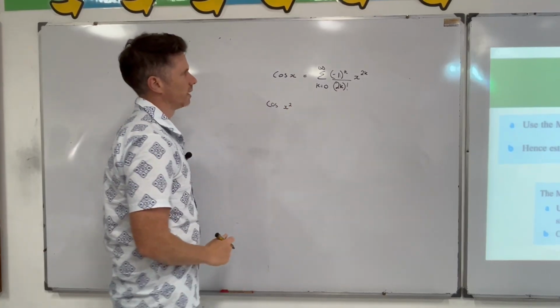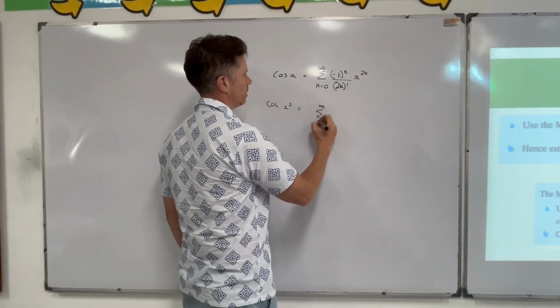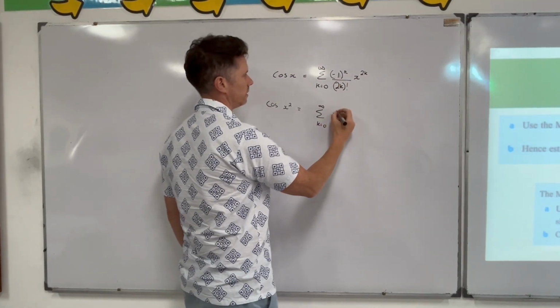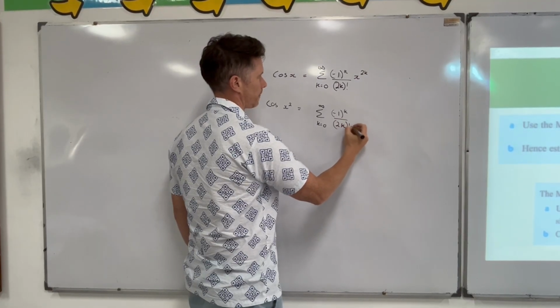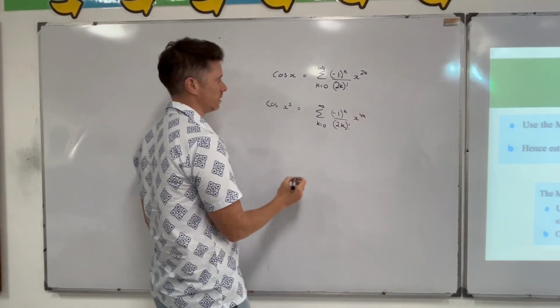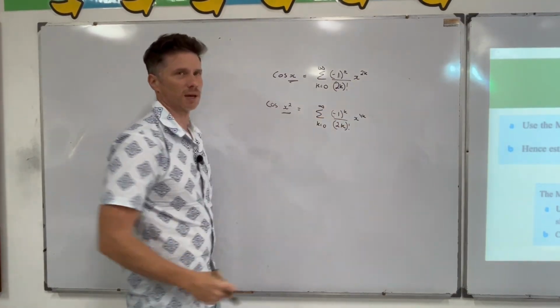Squared, and what we learned was we can just replace the x with x squared here, and it will give us a new polynomial. So what will that be, x to the 4k? Are we happy with that, what I've done there? So x squared, and that x is replaced with x squared, so it became x to the 4k.